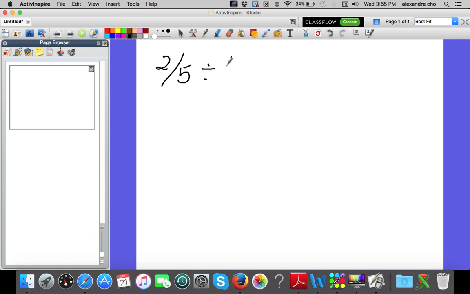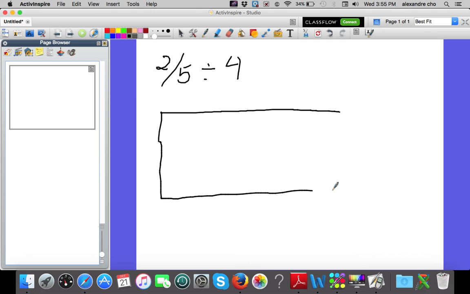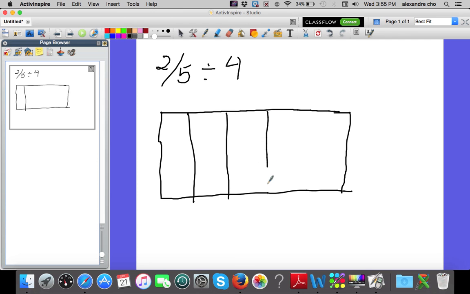So 2/5 divided by 4. Let's do this. 5ths, rectangles again. Let's do rectangles. I'll make a bigger one. Here's your rectangle, and let's cut them into 5ths. 1, 2, 3, 4, 5. Not bad. And what do we have? We have 2/5. So let's shade 2/5 with this color. There we go. 2/5.